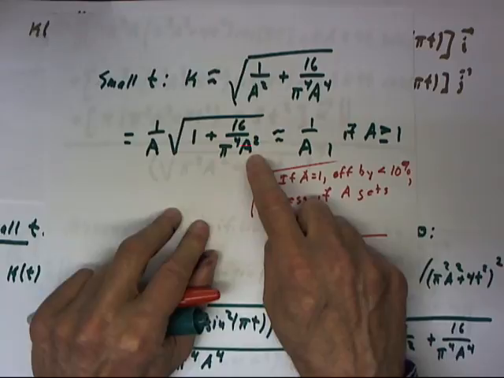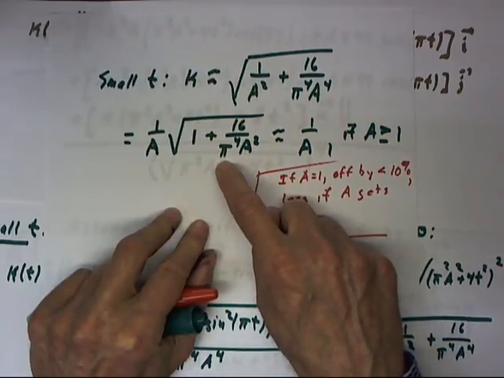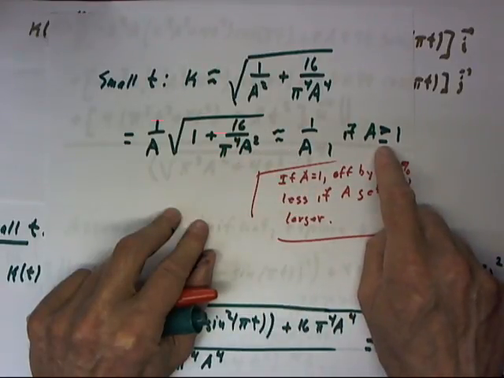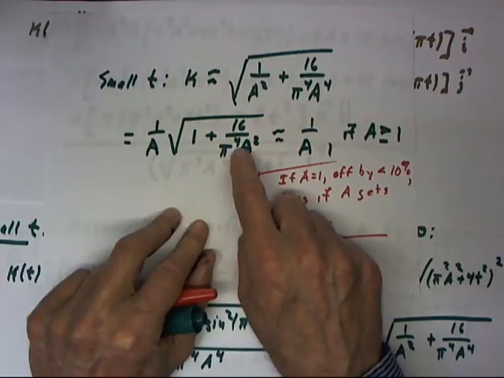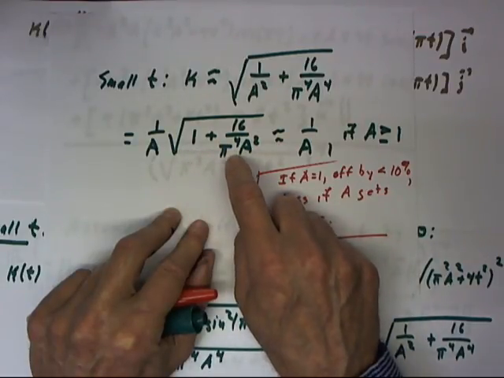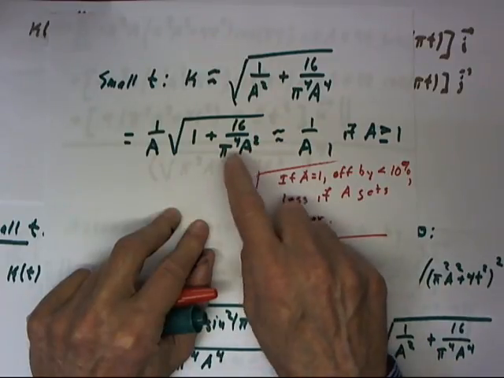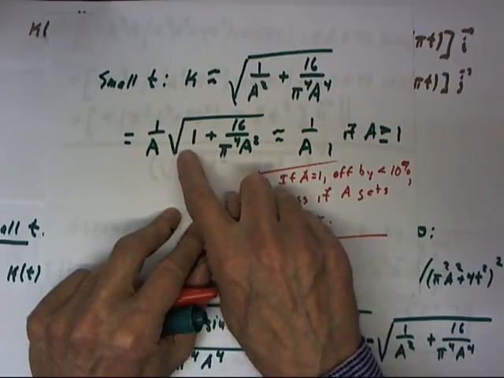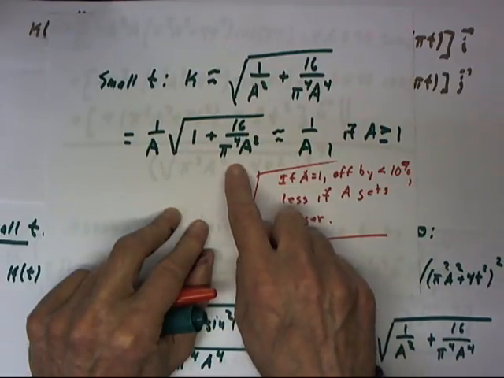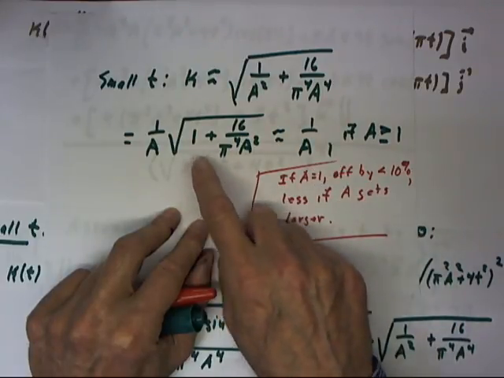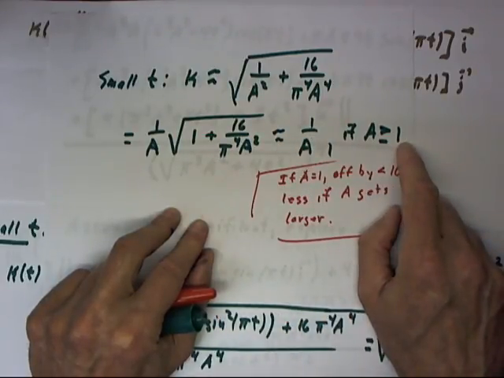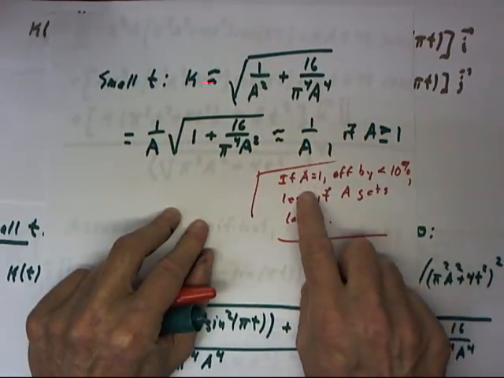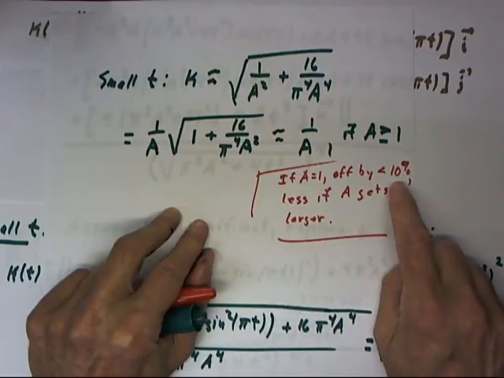But if a is at least 1, remember pi to the fourth is more than 81. 16 is 1/5 of 80. So this term, as long as a is greater than or equal to 1, is going to be at most 1/5. The square root will then be at most 6/5, which is 1.2. And you can verify that 1.1 squared is 1.21. So this expression is no bigger than 1.1, meaning that for a greater than or equal to 1, the curvature is about 1 over a, and it's off by less than 10%.